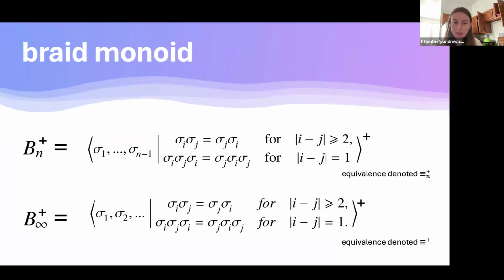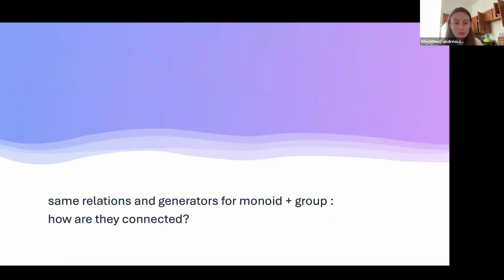This is a presented monoid with the very same generators, very same relations as the braid group. And I'll just note, if we see it, the equivalence I denote with a plus sign. It looks almost the same. And so the question is, how are these two structures connected?